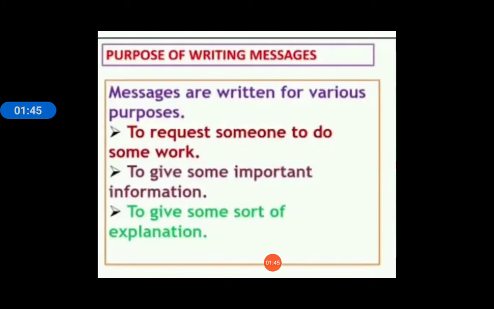Fine. After that, I will tell you the purpose of writing messages. Why do we write messages? Messages are usually written for different purposes. Like, messages are written to request someone to do some work. They are also written to give some important information about something. And they are also written to give some sort of explanation about something. These are the purposes of writing a message.